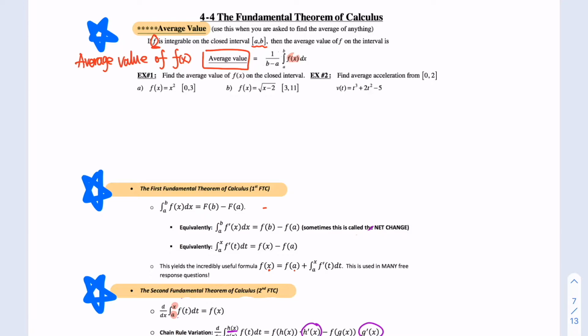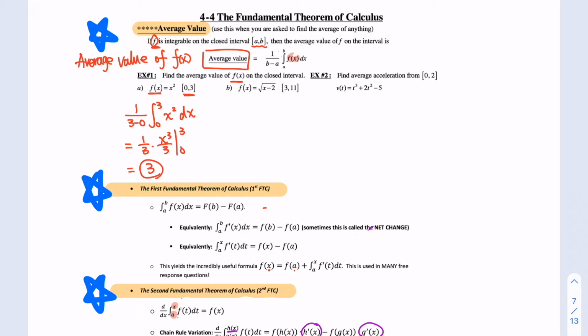Find the average value of f(x) on the closed interval 0 to 3. So the average value of f(x) is given by 1 over b minus a, integration from 0 to 3 f(x) dx. So it's 1 over 3 times x cubed over 3, 0 to 3, and we plug 3 in. So the final answer is 3.